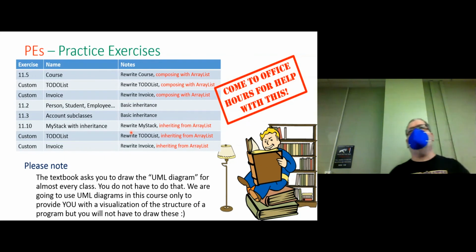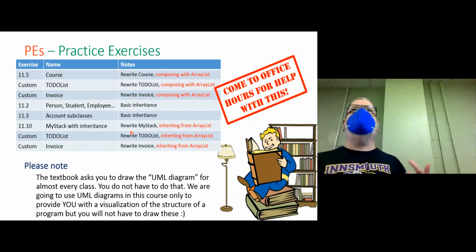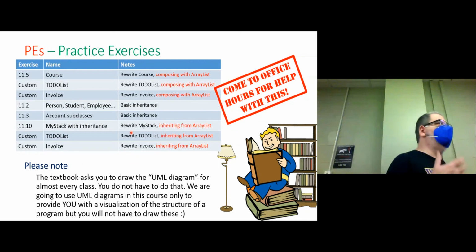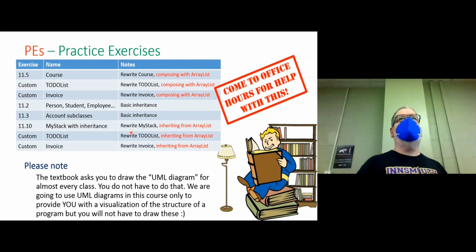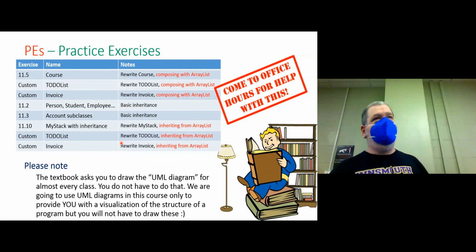So we are going to see that we can compose with array list, which is what we've done until now. For example, composition is the association we have been using the most often, but we can also inherit from array list. So what does it mean? We'll clarify that next lecture and the one after that, but that's going to be pretty much the end of our practice exercises here. And that gives you an idea of what to expect also for the next IE at the end of this module.